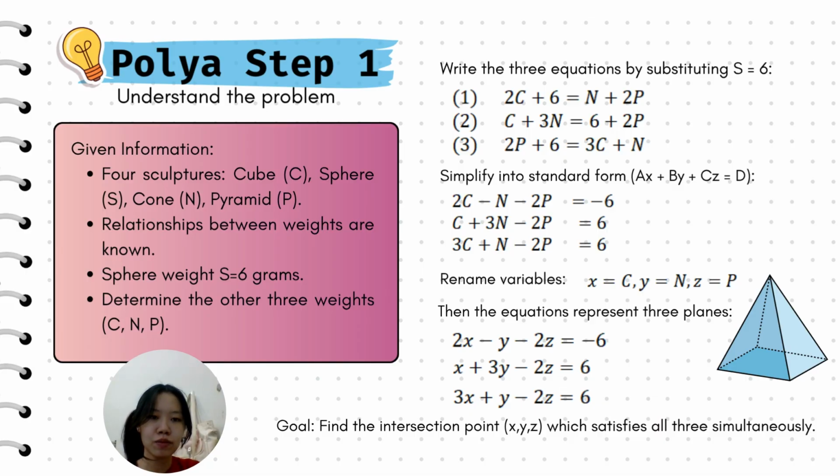Then, rename the variables: x equals c, y equals n, and z equals p. Then the equations represent 3 planes: 2x minus y minus 2z equals negative 6, x plus 3y minus 2z equals 6, and 3x plus y minus 2z equals 6. The goal is to find the intersection point x, y, z, which satisfies all 3 simultaneously.